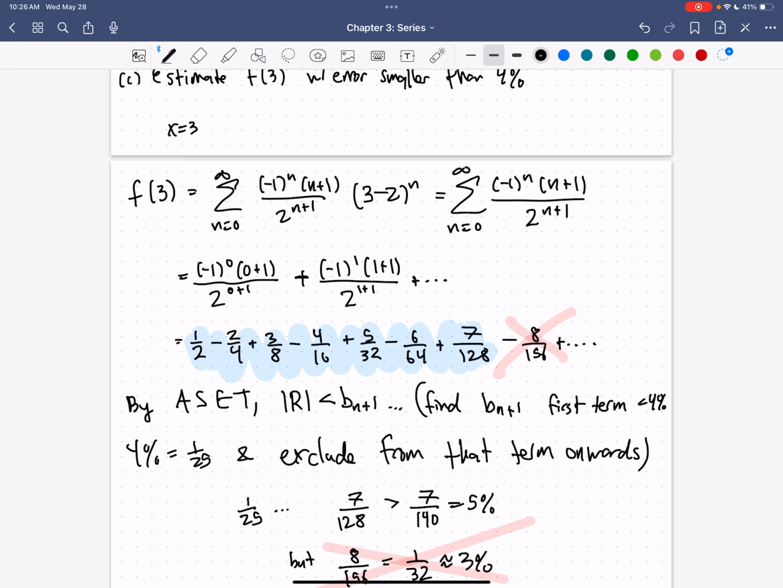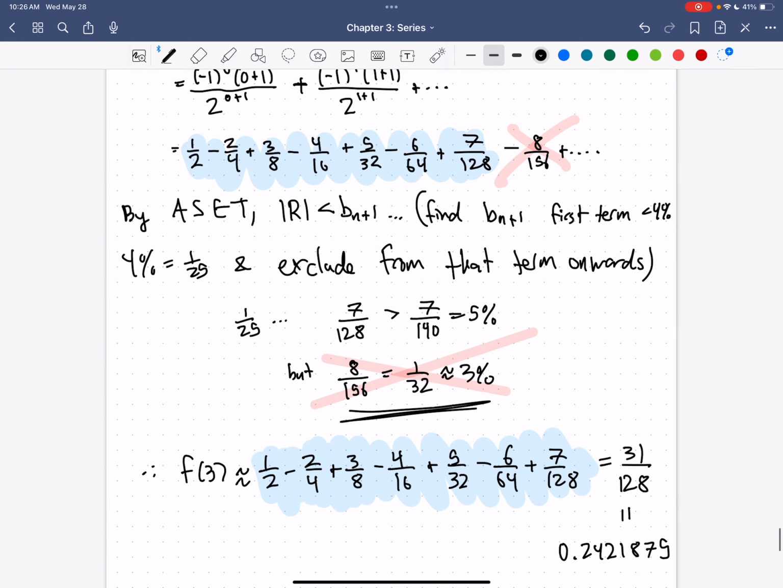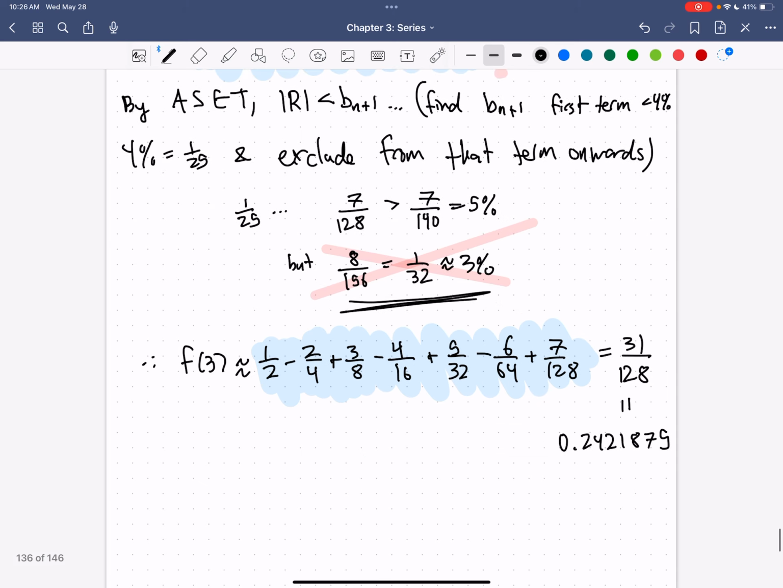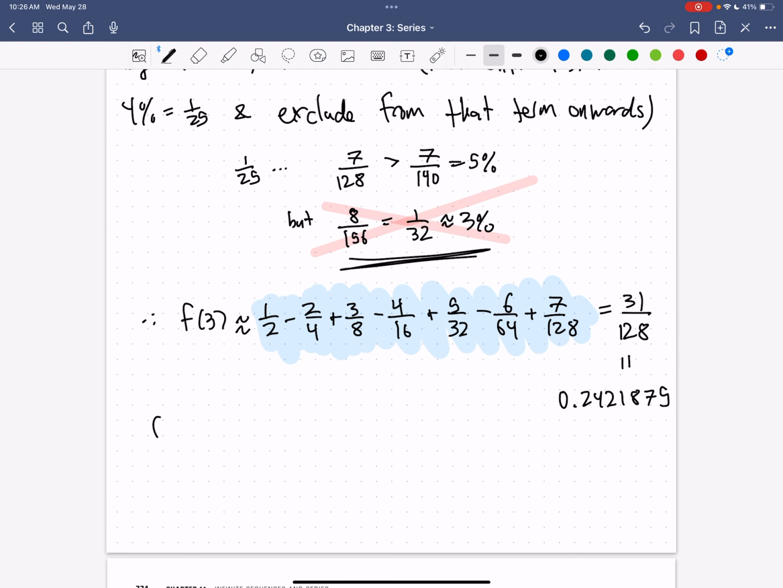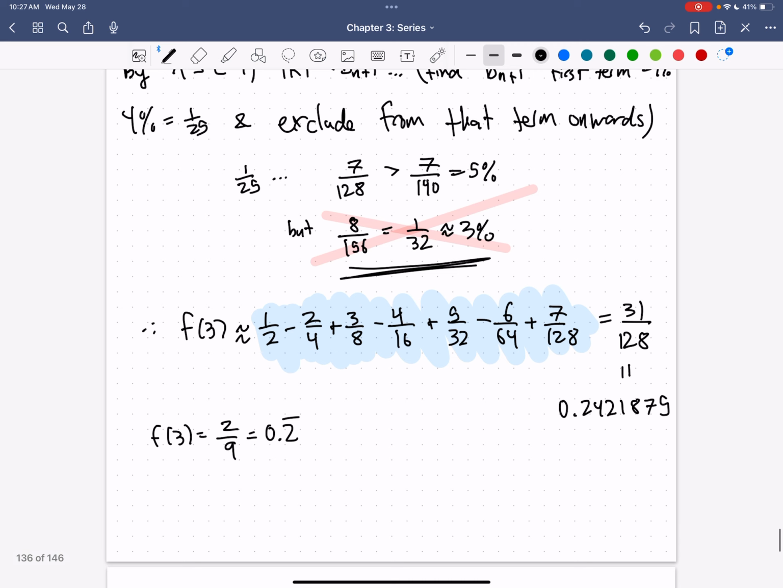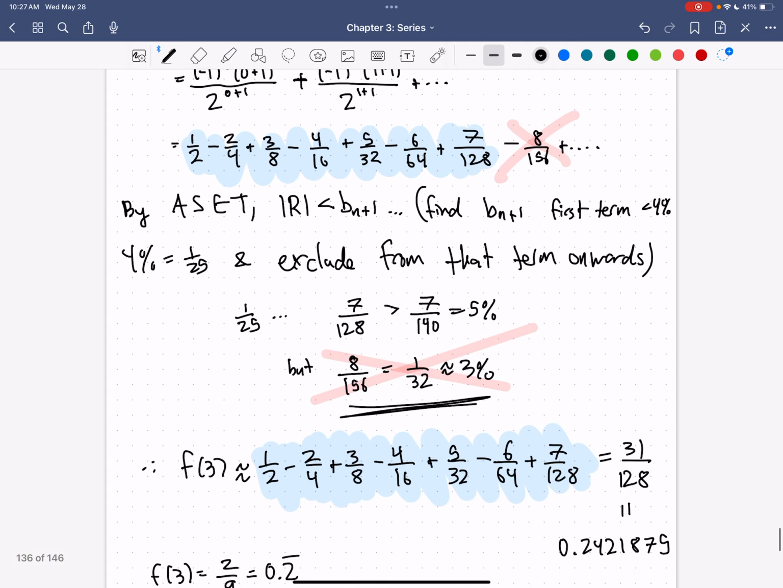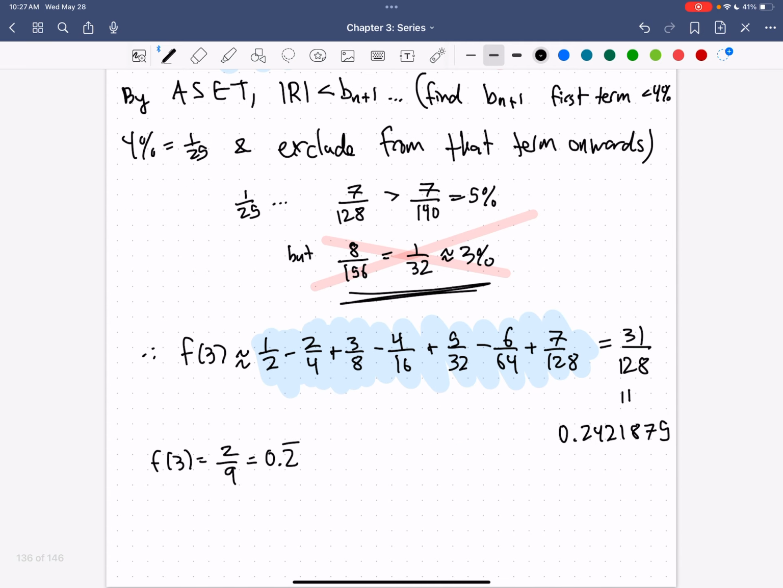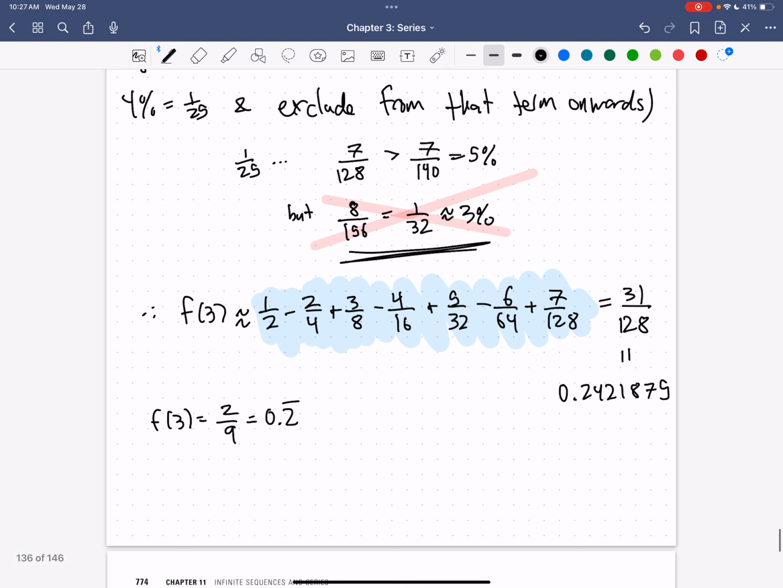Actually, that's kind of funny. Okay, this is actually kind of a silly question. f of 3 is 2 over 9. That's just 0.2 repeating. You don't need to do this for this. Okay, well, whatever. This is more interesting for questions where it's not a rational function, I guess. It's better for when it's like sine or an exponential or something. So yeah, we can see that we're within 4%, basically.